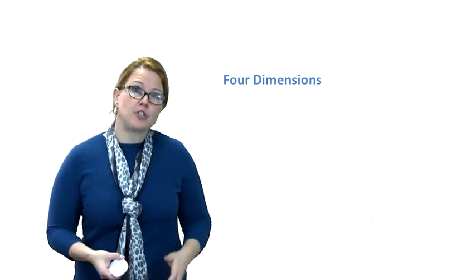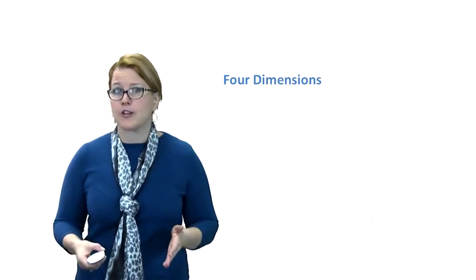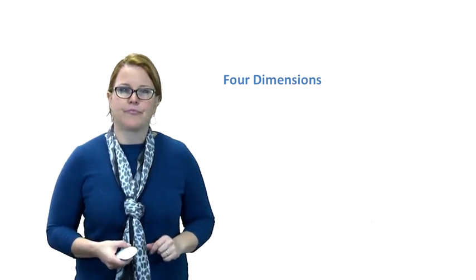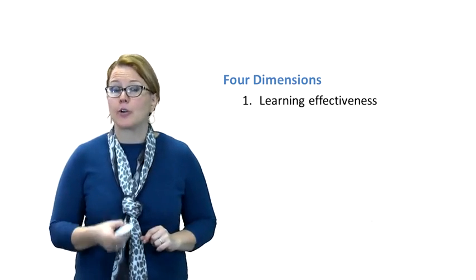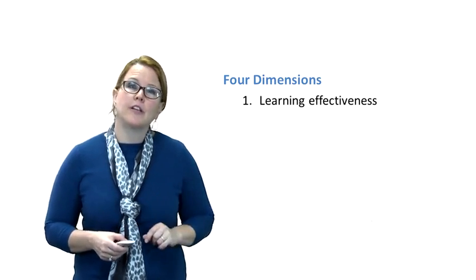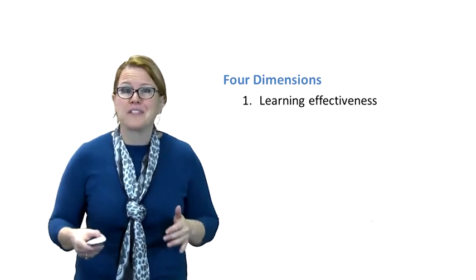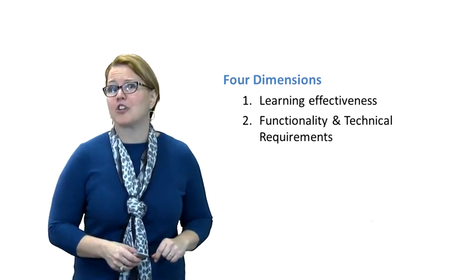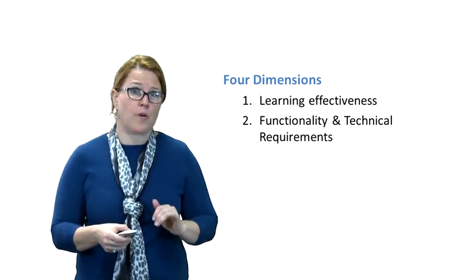So there are 4 dimensions of evaluating a particular technology or trend in using a technology. The first dimension is learning effectiveness. We'll talk about each of these more specifically. But really, learning effectiveness is about how well does it actually impact the learning. The second dimension is functionality and technical requirements.